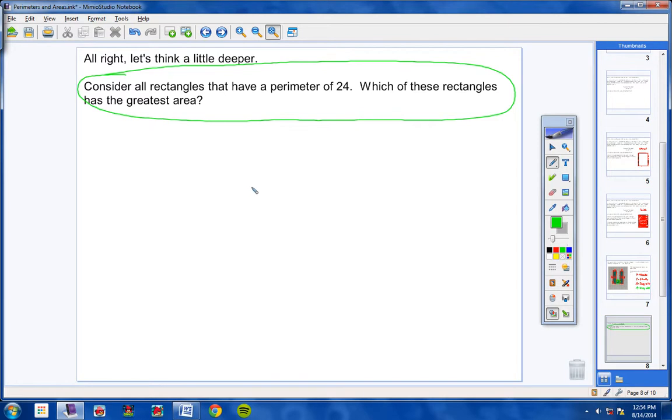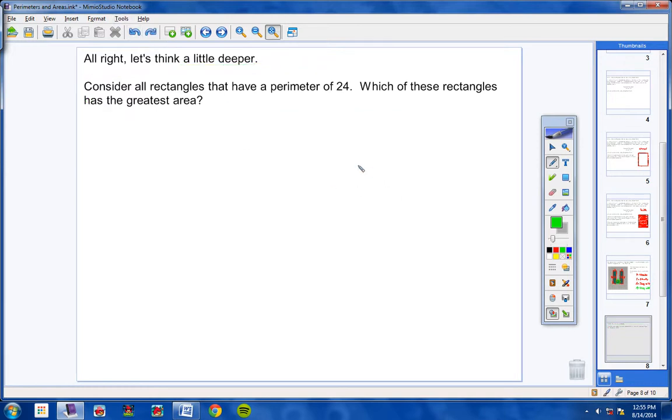Consider all rectangles that have a perimeter of 24. Which of these rectangles has the greatest area? And right away you might be thinking, well, Mr. Earhart, if a rectangle has a perimeter of 24, then it's going to have the same area also, and that's not true. Okay, so let's take a look at this real quick.